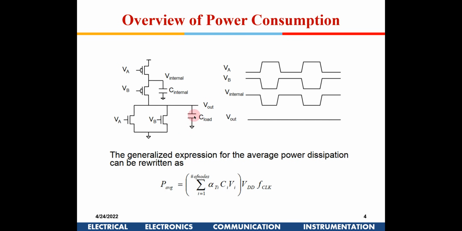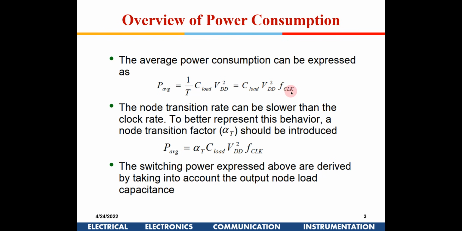That power supply derivation we did in the first class, which came out to be C load VDD square F clock. That is the reason we are only bothered about the activity cycle alpha, which is the switching from 0 to 1.